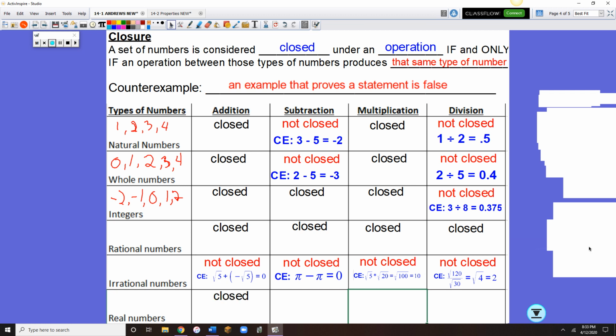Real numbers. Real numbers is all our numbers. We are not working with anything besides real numbers, so all of our operations are closed for real numbers. So again, I'd like to stress that this is a chart that you definitely should be looking at to access your assignment and to be able to answer questions on your assignment.